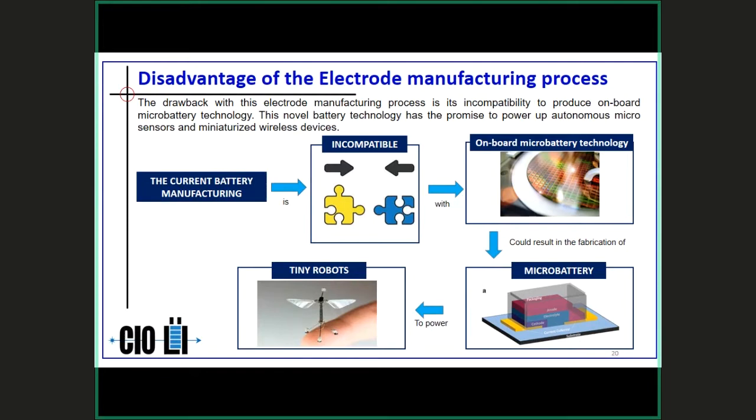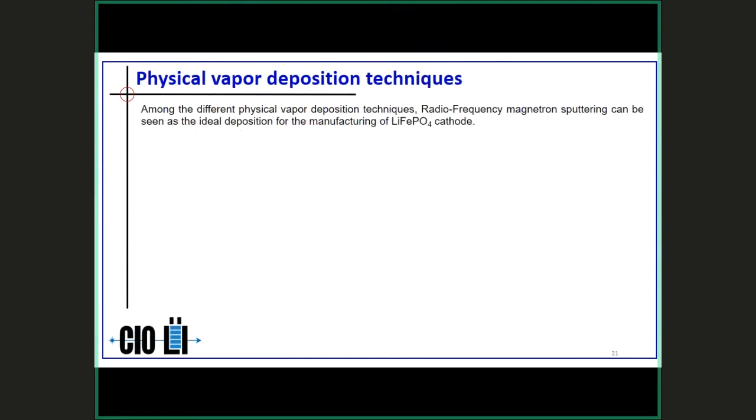So, in order to bring closer the microbattery technology into the market, it is necessary to change the current manufacturing process, by one that is compatible with the semiconductor industry. Therefore, it is necessary to use a physical vapor deposition technique.